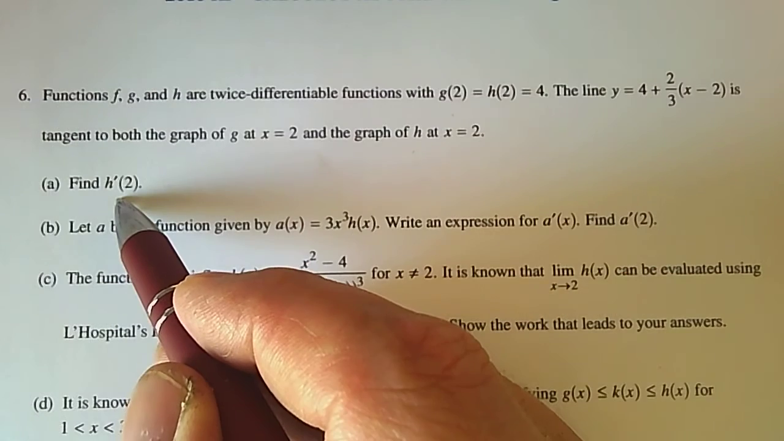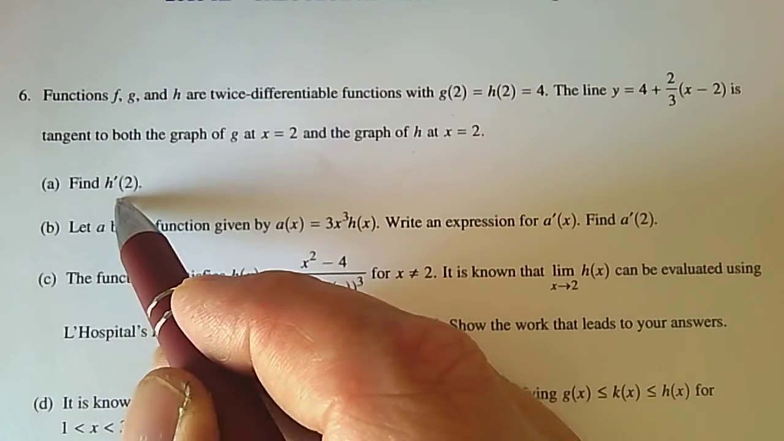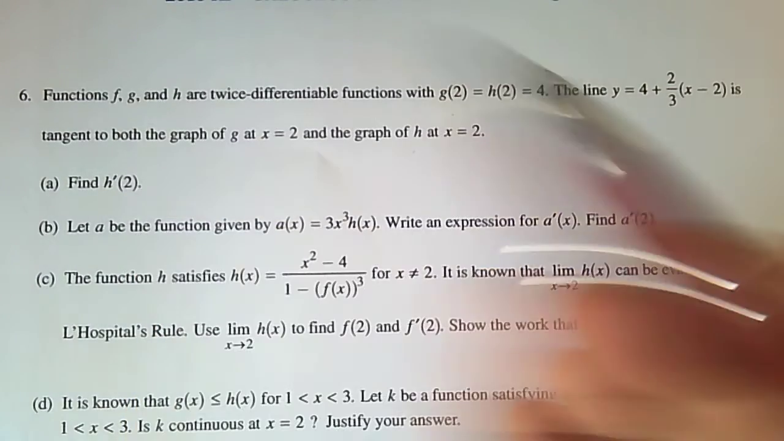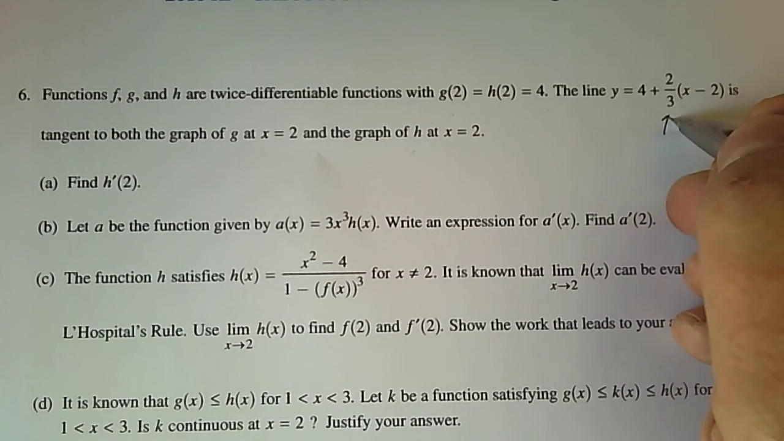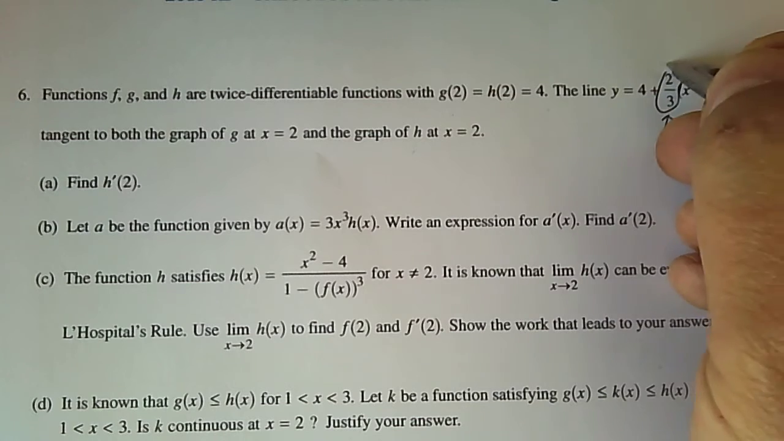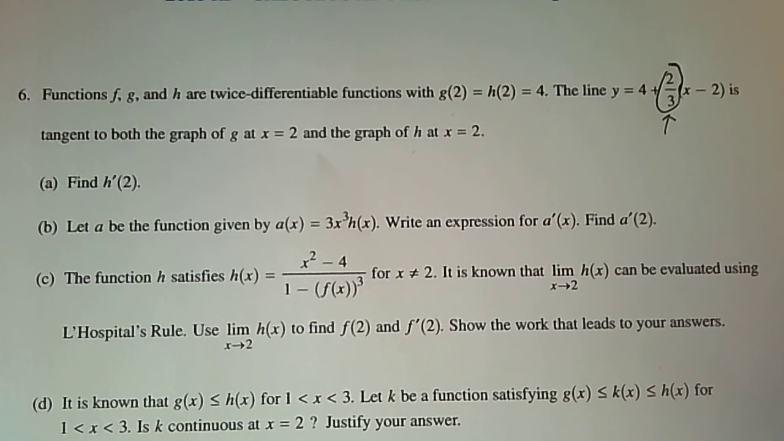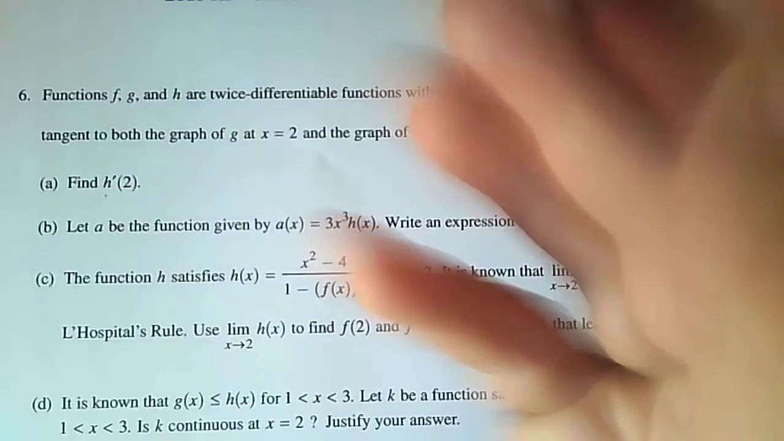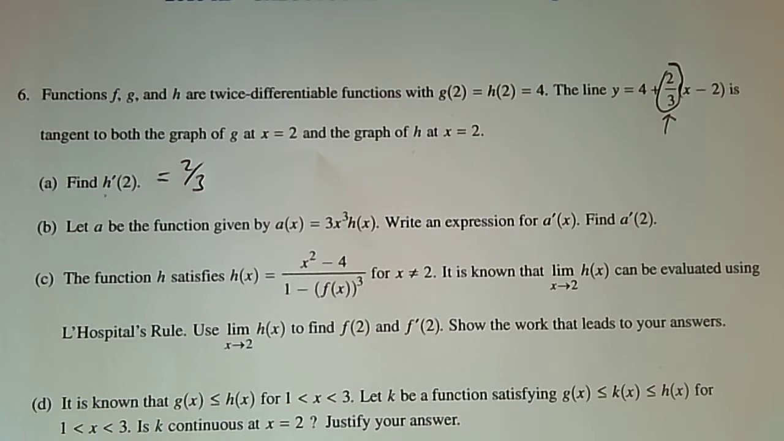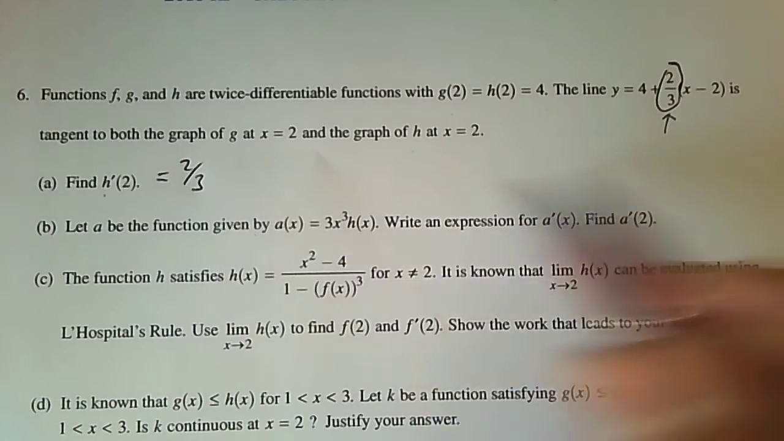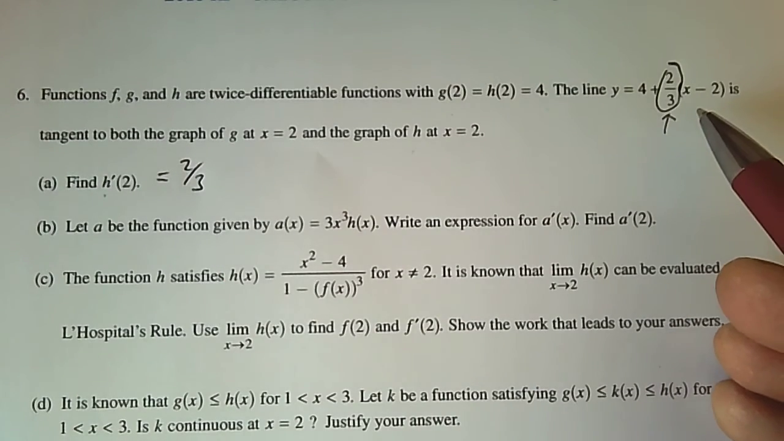So first of all, it says find the derivative at 2. Well, if I have the tangent line and I want to find the derivative, all I need to know is what's the slope of the tangent line. Because the slope of the tangent line is the derivative, that's all you need, and the answer is 2/3. I know, right? If you know what you're looking for. So the slope of the tangent line is a definition of derivative.